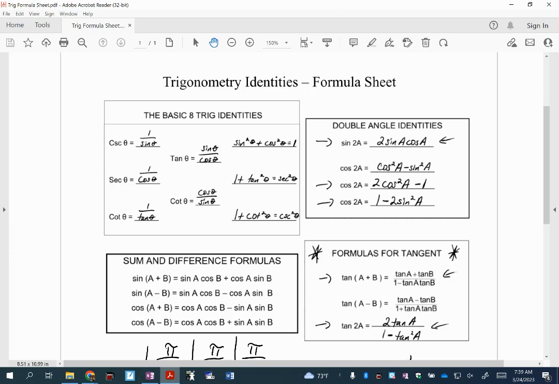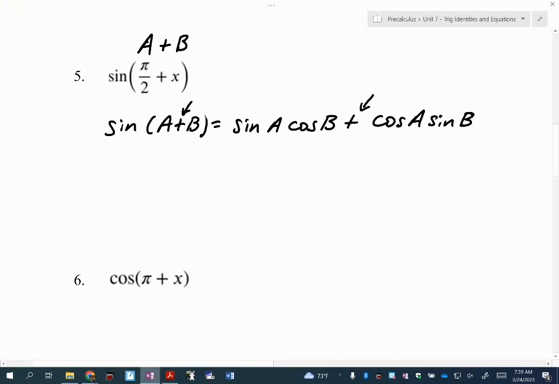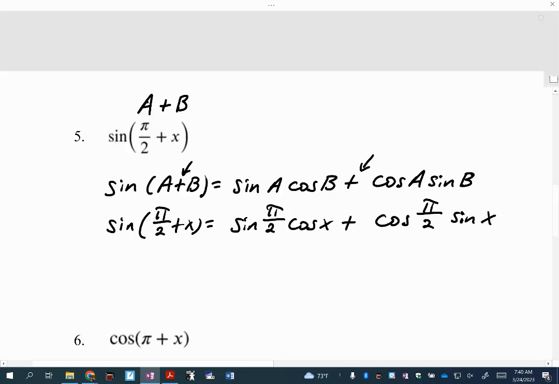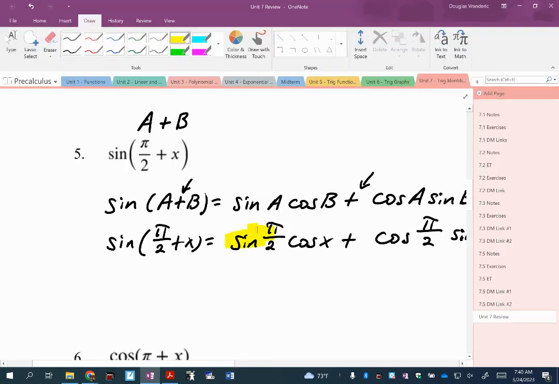All right, so just keep that in mind. You're never going to change the order of the angles. So this is going to be the sine of pi over 2 plus x equals sine of pi over 2 times the cosine of x plus the cosine of pi over 2 times the sine of angle x. Now I can't do anything with the cosine of x or the sine of x, but I can simplify the sine of pi over 2 and the cosine of pi over 2, right?